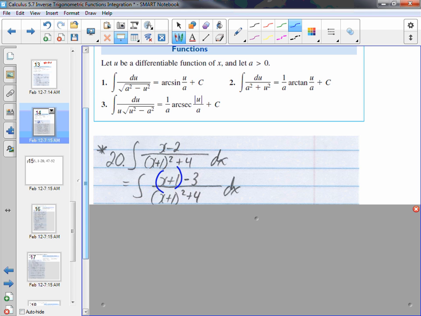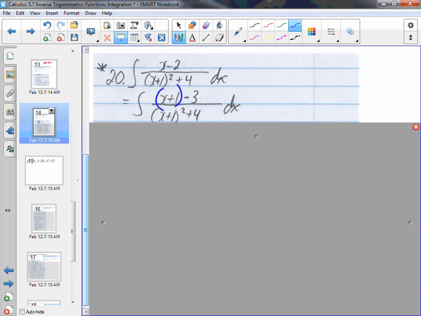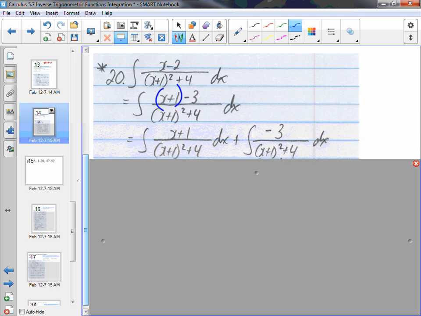All right. So what I'm going to do now is I'm going to try that again because, you know, I'm stubborn and I really wanted that technique to work. So I'm going to break it up with the x plus 1 as my numerator for the first term, and the negative 3 as the numerator for the second term.